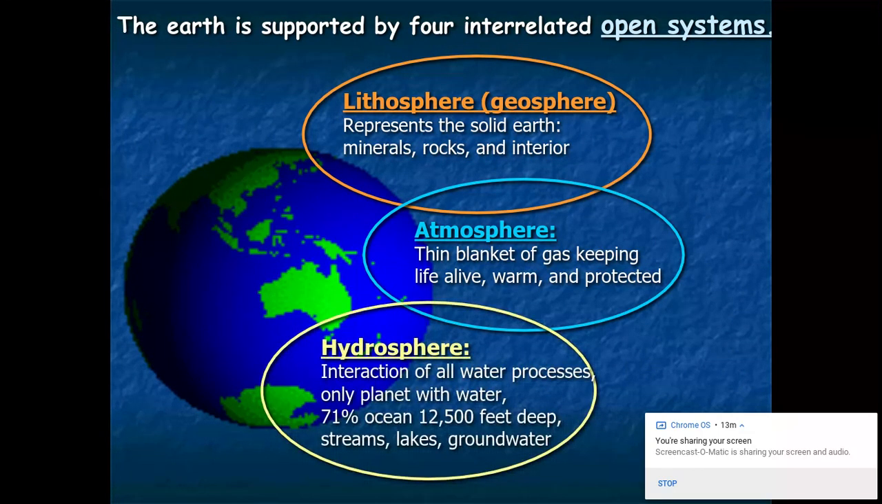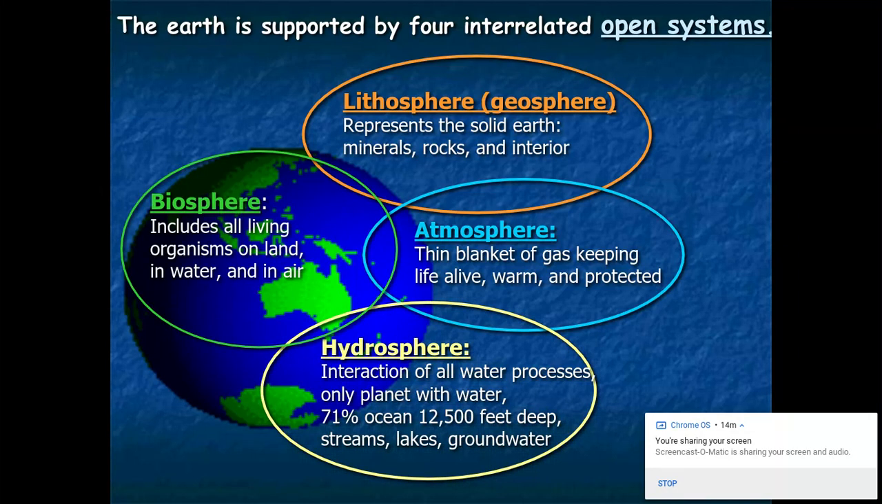And then we have the hydrosphere open system. And hydro, of course, means water. And so the hydrosphere is the interaction of all the water processes on the planet, which would involve ocean processes, river processes, surface water processes, groundwater processes, and so forth. And then we have this last sphere. This is the biosphere, which includes all the living organisms that exist both on land and in water and the air.